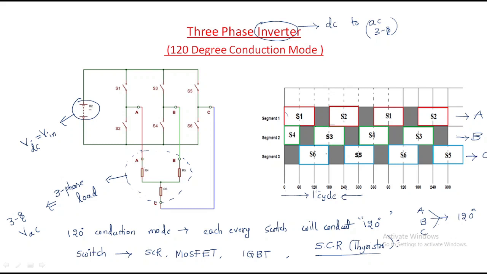Before this we have a 60 degrees gap, again S6 will be there. Before that we have again a 60 degrees gap, then like that. So that's why this three-phase inverter is called the 120 degrees conduction mode. Look at here, each and every switch, S1, S2, S3, S4, S5, S6, any switch will be connected only for 120 degrees. Look at S1, it is only 120 degrees.